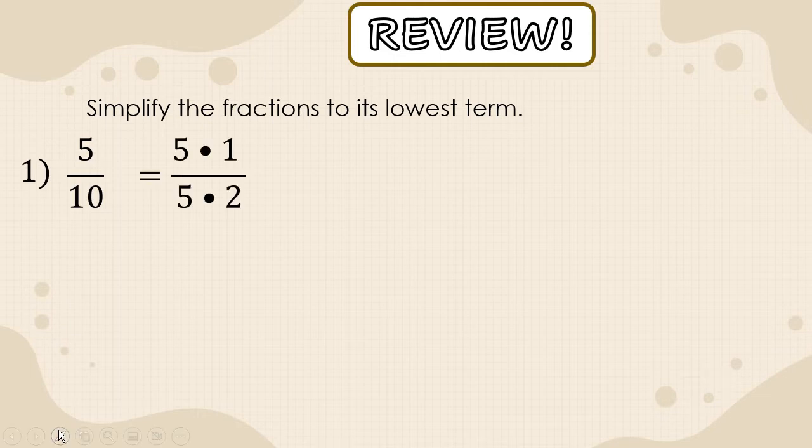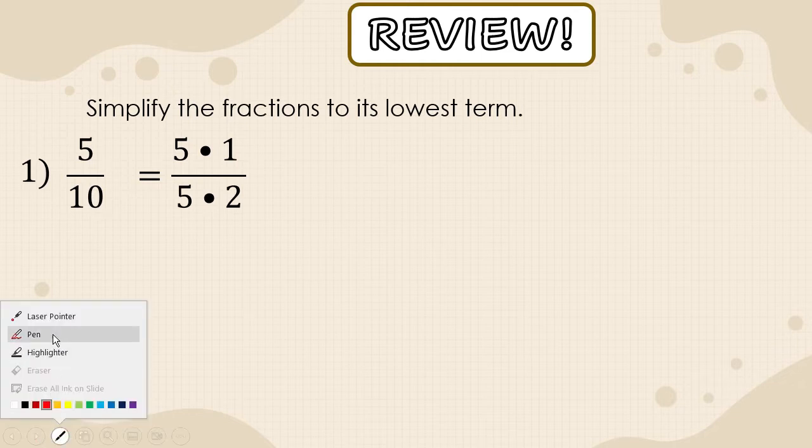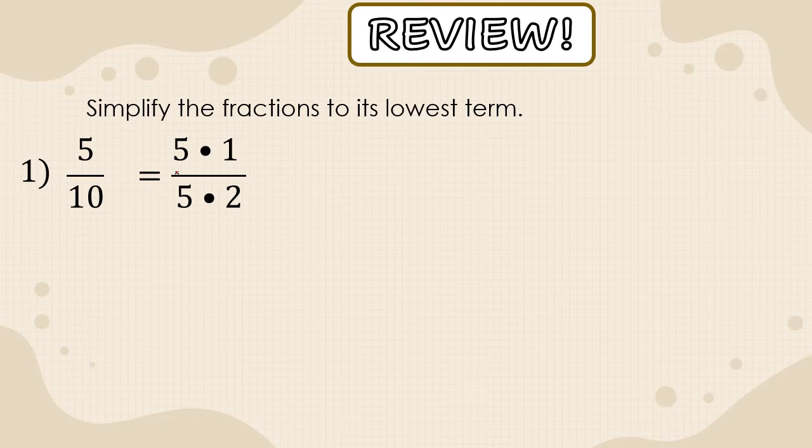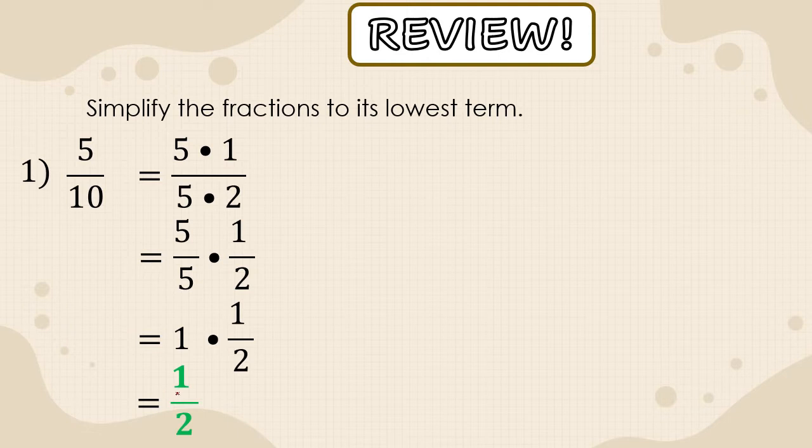That is equal to, if we're going to get the factors, we have 5 times 1. And then, for 10, we have the factors 5 and 2. Now, separating the two factors, we have 5 over 5 times 1 over 2. And then 5 divided by 5 is equal to 1, times 1 half, copy. And then multiplying 1 times 1 half, we will have 1 over 2 or 1 half. Therefore, 5 over 10 is equal to 1 half.